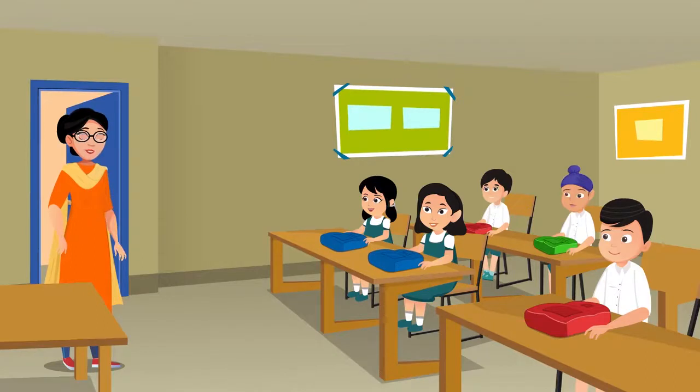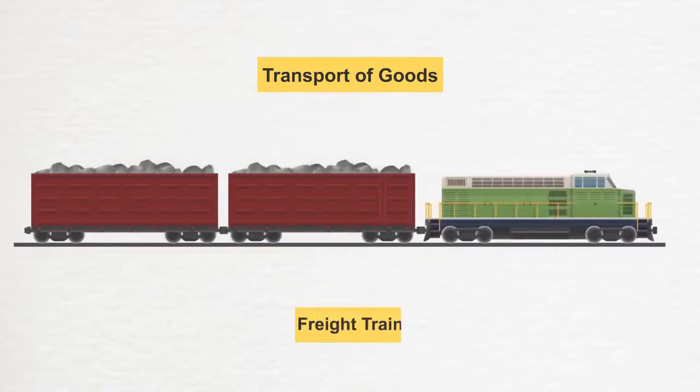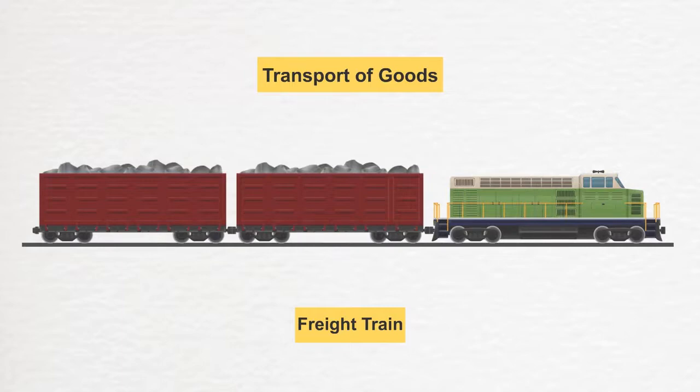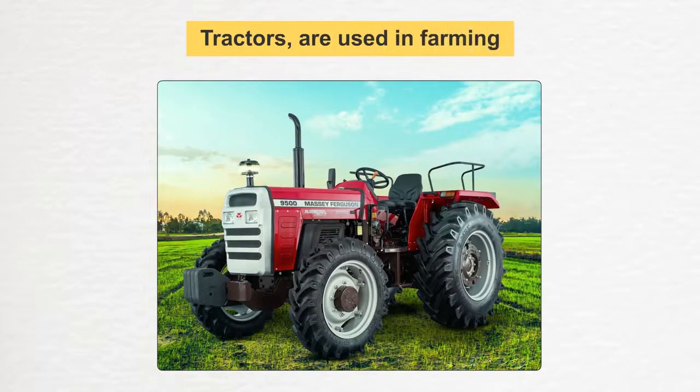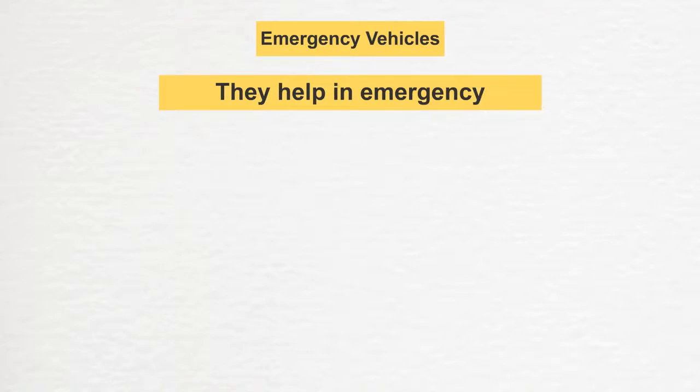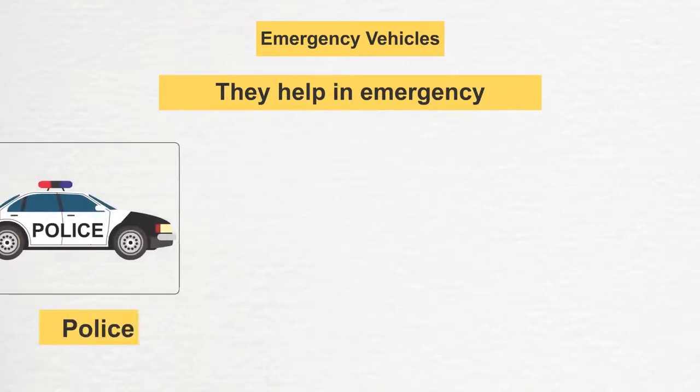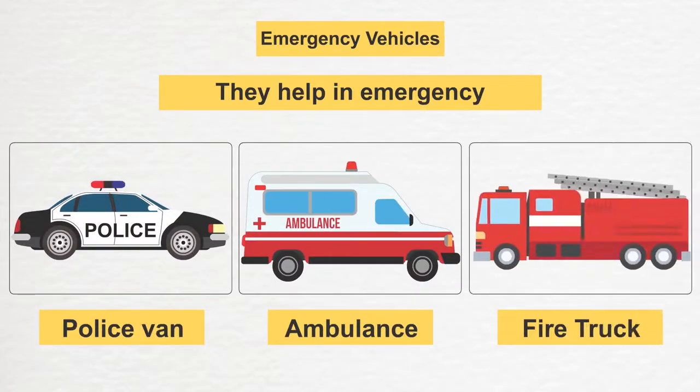Now, a question for all of you. Are vehicles only used to transport humans from here to there? No, ma'am. Vehicles are also used to transport goods. An example of this is the malgadi or freight train. Absolutely right. Other examples of such vehicles are cart, truck, etc. Some vehicles, like tractors, are used in farming. And some are called emergency vehicles. They come to the aid of public during emergency situations. Examples of such vehicles are police van, ambulance, and fire truck.